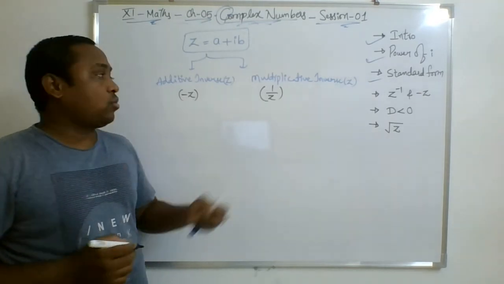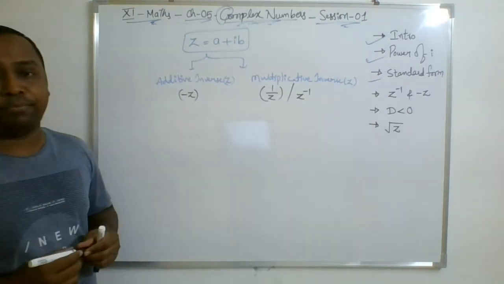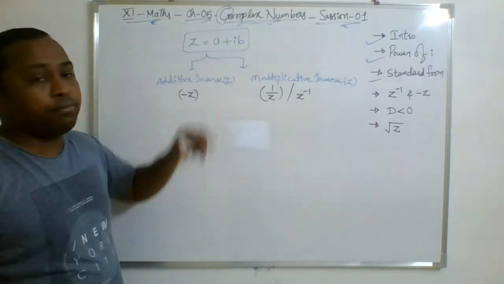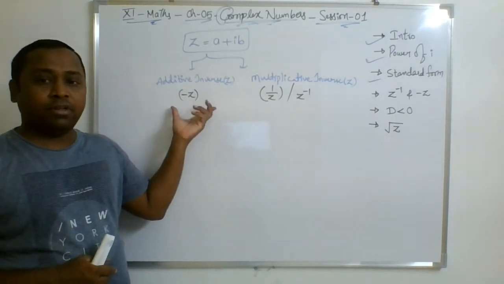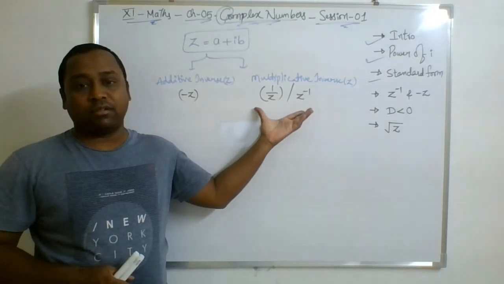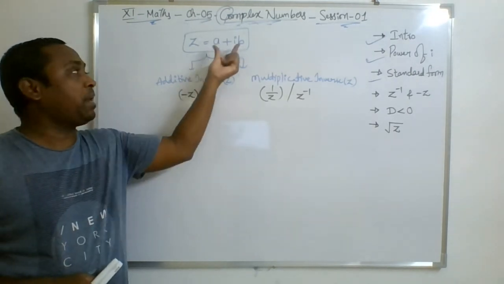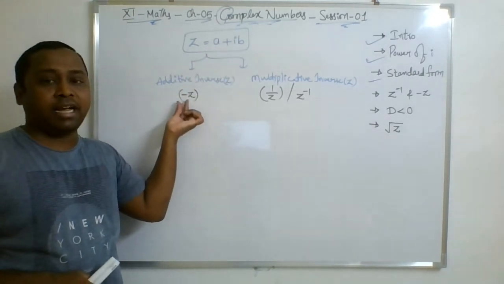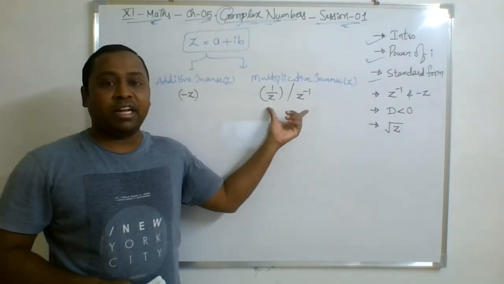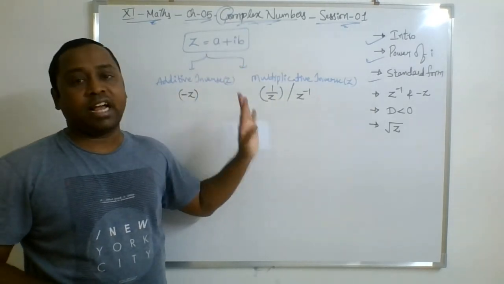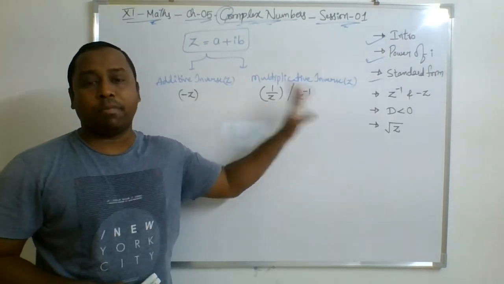That's it. So 1/z is also represented by z power minus 1. So if any complex number is given to you, then you need to find sometimes the additive inverse, sometimes what? The multiplicative inverse. Additive inverse means minus z, means the entire complex number is multiplied by minus 1. The sign of a and b will interchange. And multiplicative inverse means 1 upon the a + ib value. That is 1/z, represented by z power minus 1.